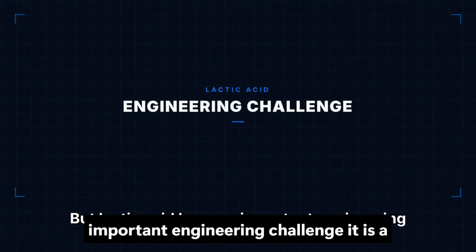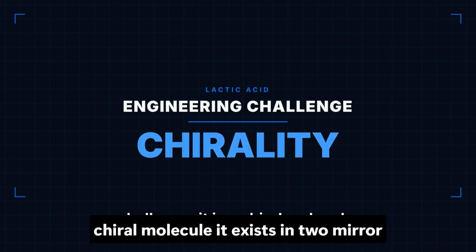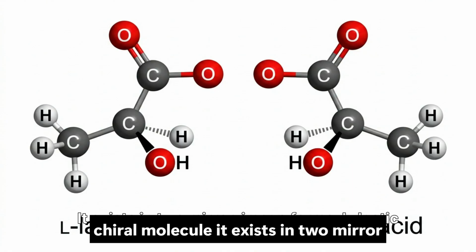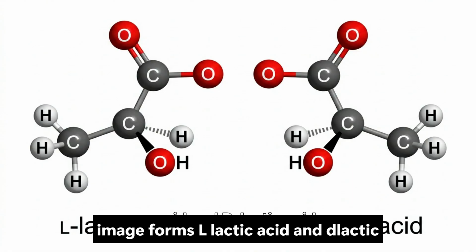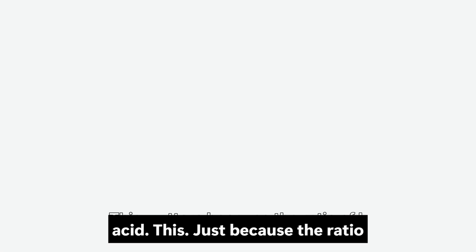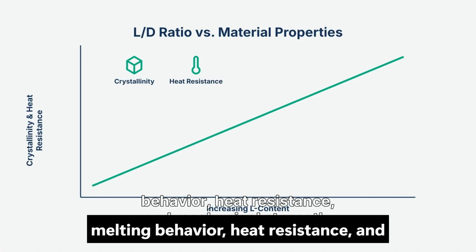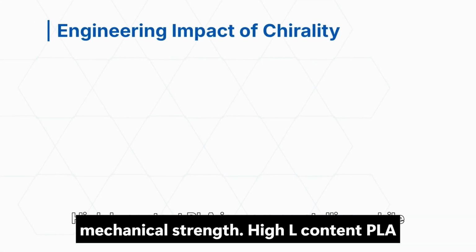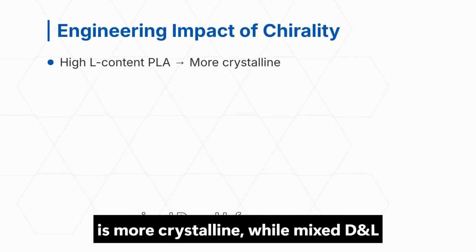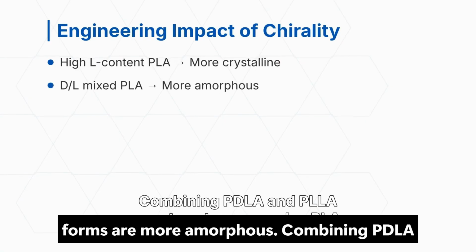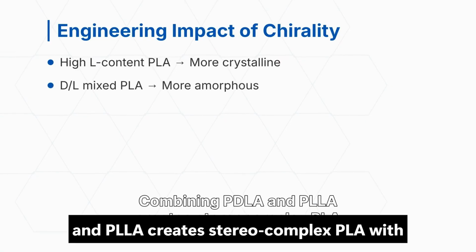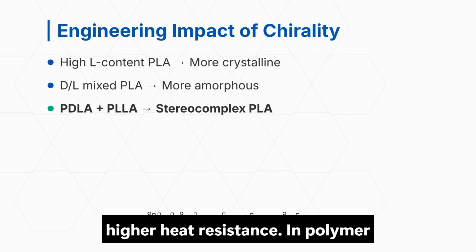But lactic acid has one important engineering challenge. It is a chiral molecule. It exists in two mirror image forms, L-lactic acid and D-lactic acid. This matters because the ratio of L and D units controls PLA crystallinity, melting behavior, heat resistance, and mechanical strength. High L content PLA is more crystalline, while mixed D and L forms are more amorphous. Combining PDLA and PLLA creates stereocomplex PLA with higher heat resistance.